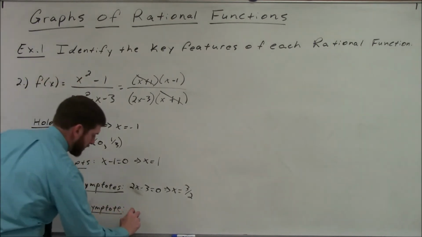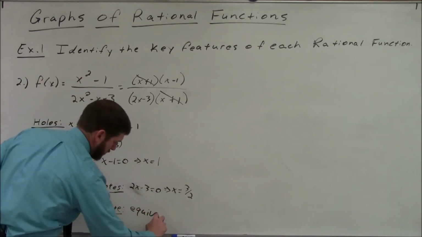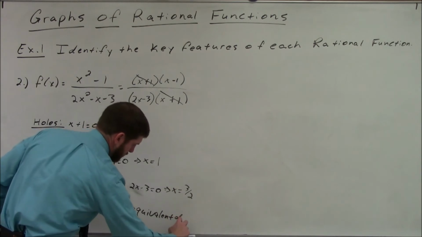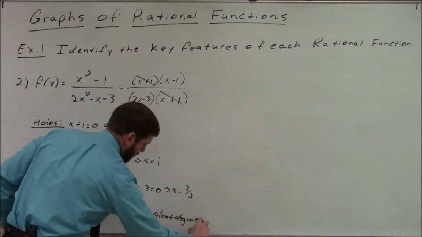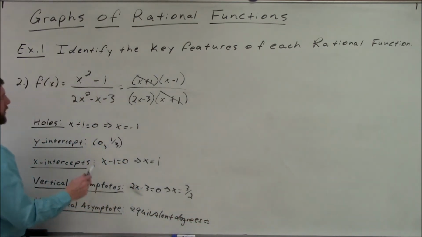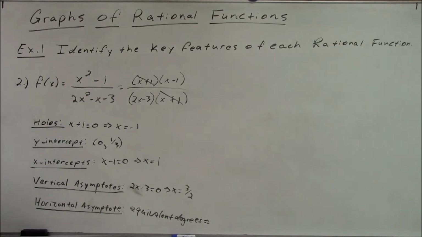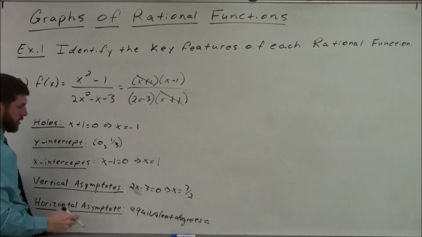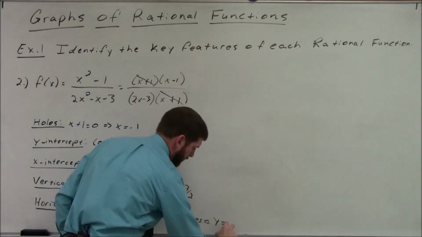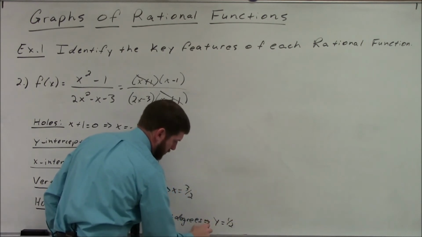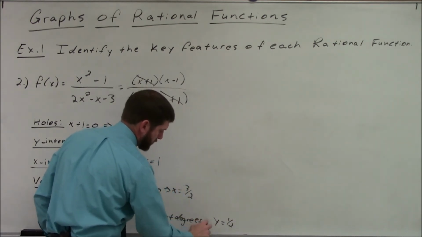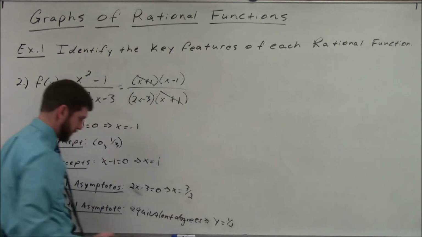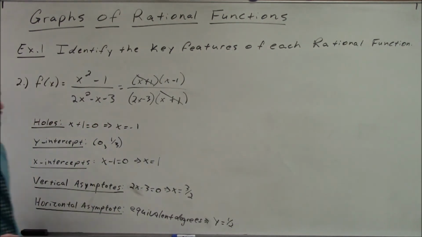Equivalent degrees, so we know that it should be a ratio of the lead coefficients. So go back to your original function, and it's 1 over 2. So y equals 1/2. Get my arrow straight. Okay. And that's all of it. Let's graph it.